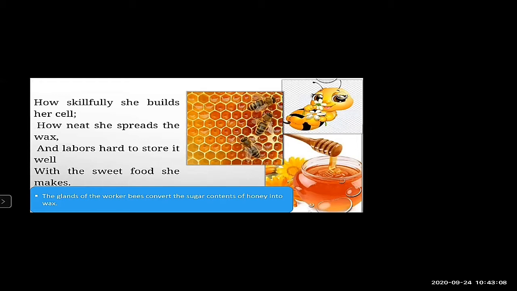The bee is so skillful, so good at her work that she doesn't make any difference or any mistake in making the cells of the beehive. She is very neat at her work and she makes it with the help of the wax.